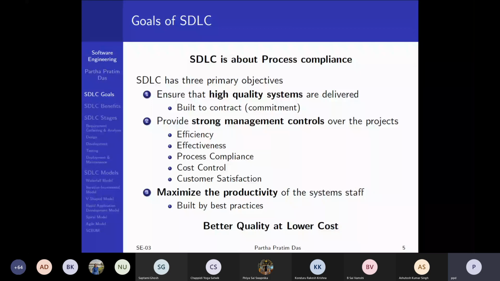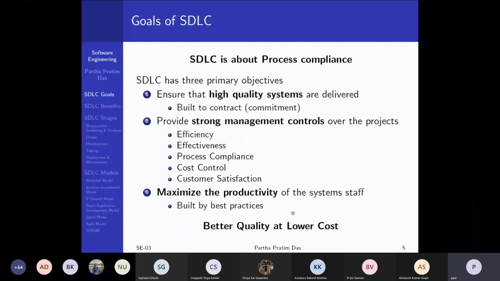And management control has to also look at what the customer satisfaction is. Are you doing things in the right way? Are you doing the right things? Everything. So there needs to be a strong management control in the SDLC model that we talk of.